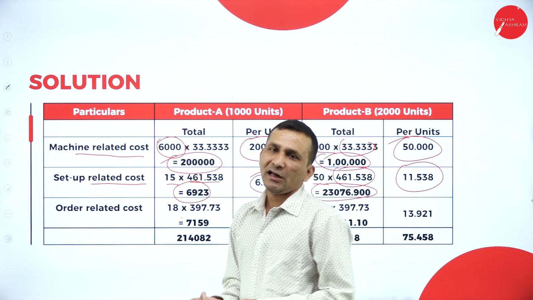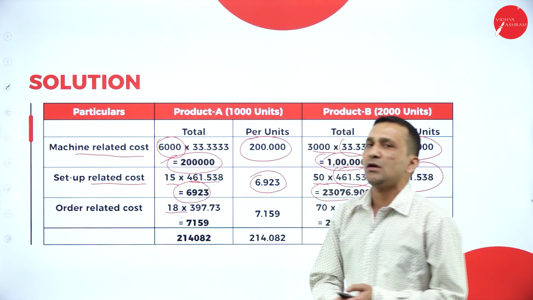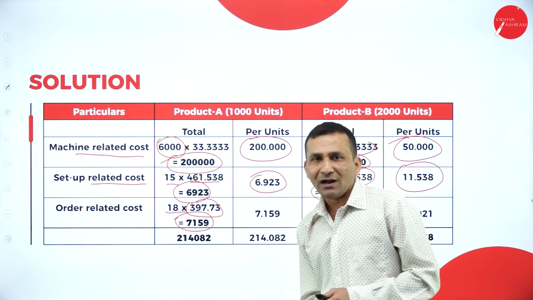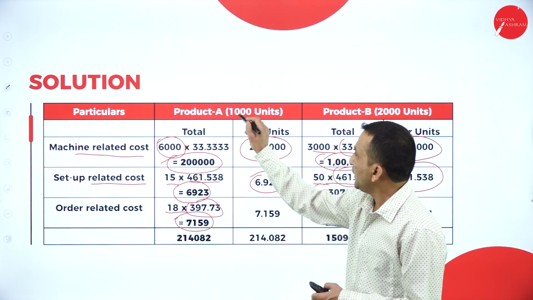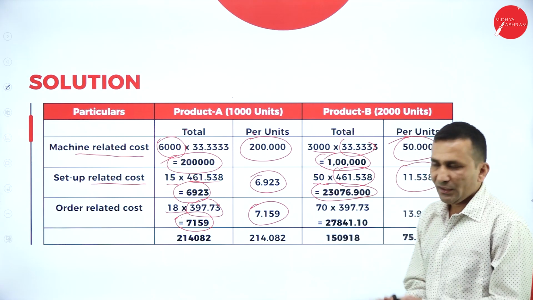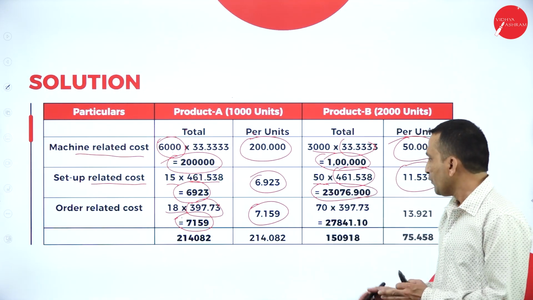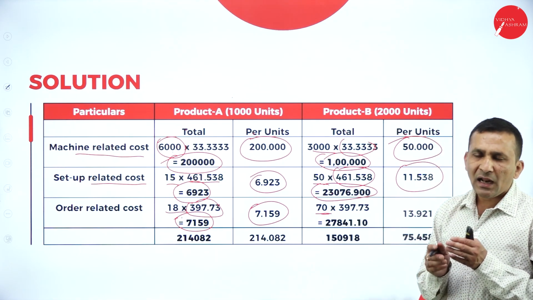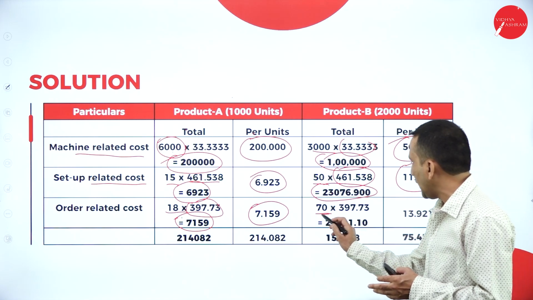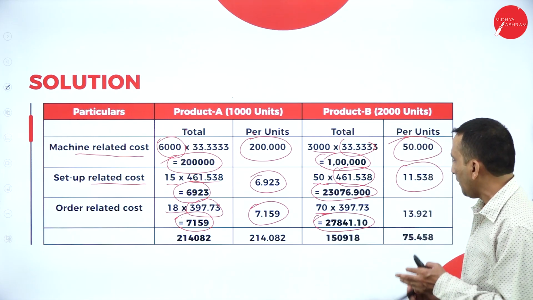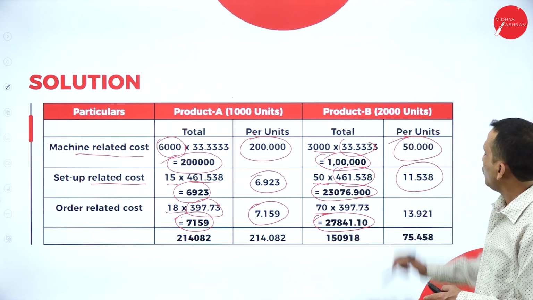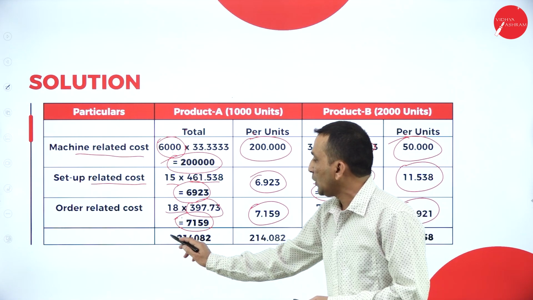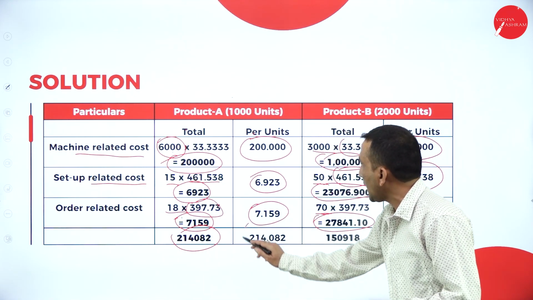Moving to the order related cost, there are 18 orders under A. The rate we have calculated, multiplied gives 7,159. Divided by 1000 units, that is 7.159. Now for product B, there are 70 orders, multiplied by 397.73, which gives 27,841.10. Divided by 2000, the rate per unit is 13.92. If you take the vertical total, we get the value as well as the rate per unit.